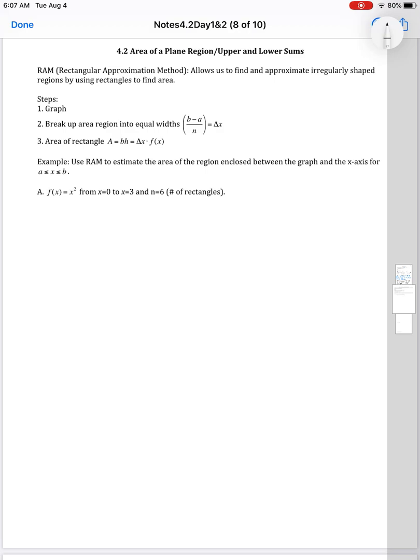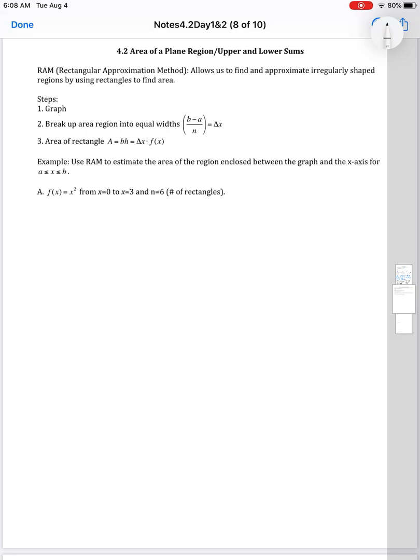So the second part to section 4.2 is going to talk about area, but we're going to talk about upper and lower sums. And the way that we do that is we talk about something called RAM, which stands for Rectangular Approximation Method. So this allows us to find and approximate irregular shape regions by using rectangles to find the area. So there's 3 steps that we're going to follow.